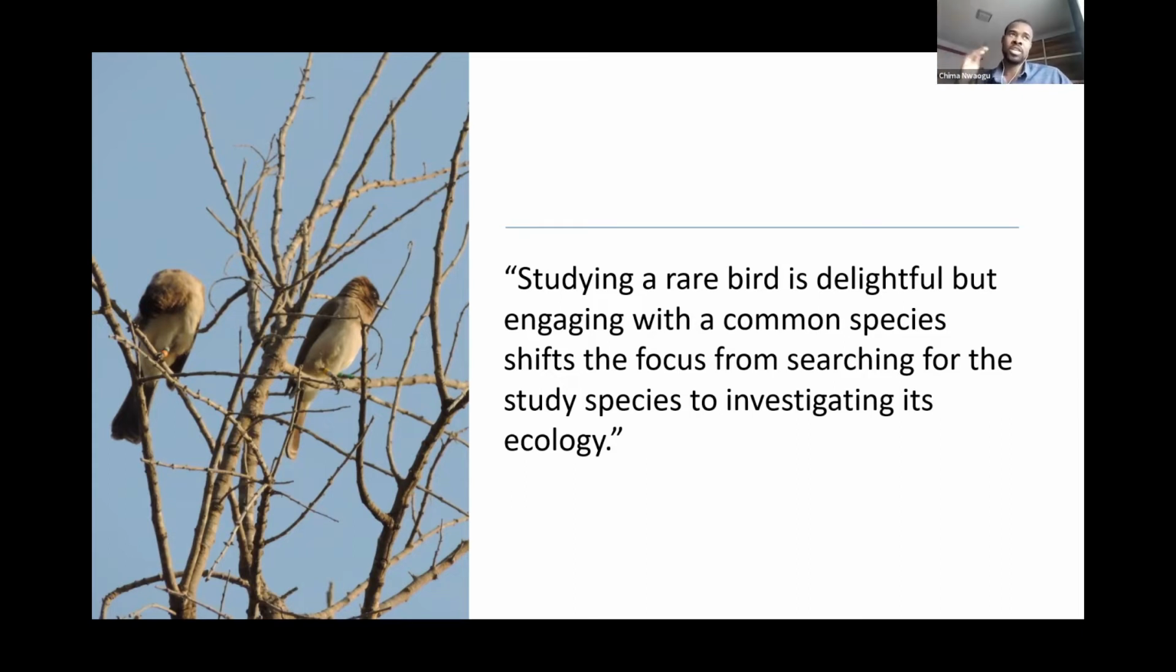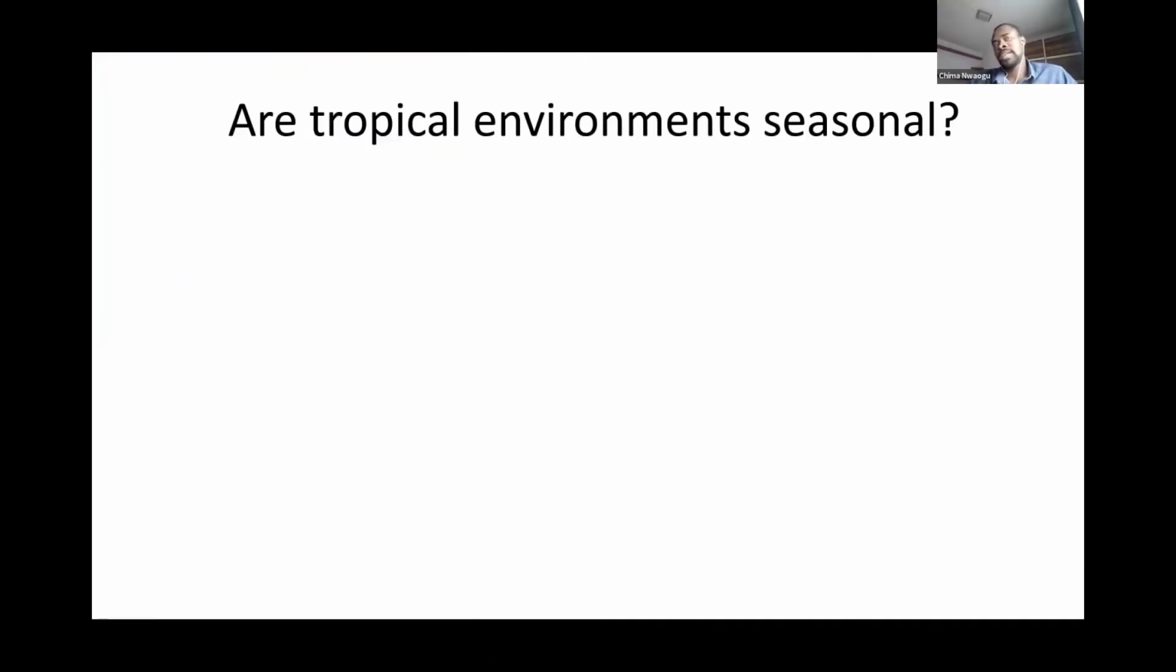When you think about a study, sometimes we are carried away by very interesting species, and we can spend the entire study period trying to get a sighting of that species. So this is something to think about. Let's consider a few background concepts about the entire study before I go into the four different things that I will talk about for this presentation.